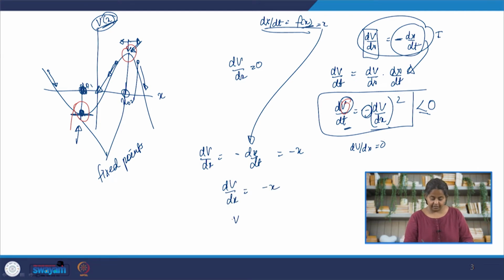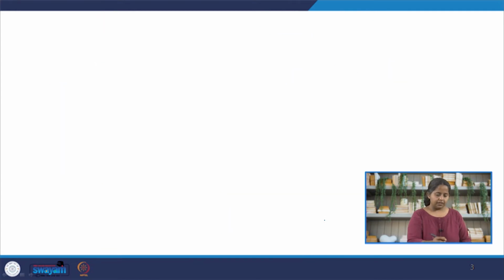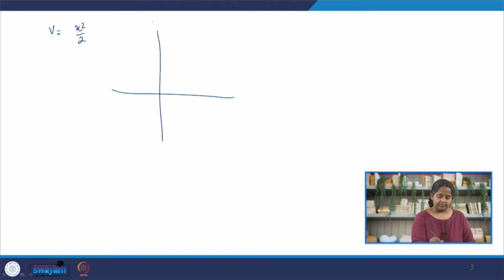So we can integrate on both sides, and we get that v is equal to x squared by 2 plus a constant of integration. Now to make our life easy, we can say constant of integration is equal to 0. It's not really important here. And now we have v is equal to x squared by 2. So we are going to plot this, v(x) on y-axis and x on x-axis. So we are going to plot x squared by 2.